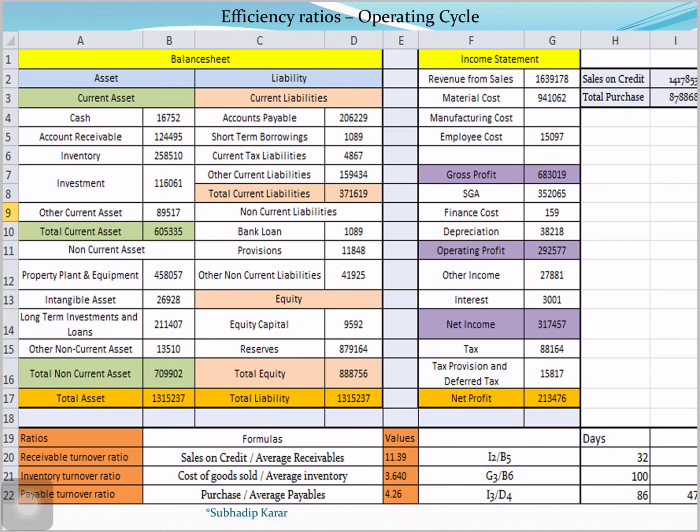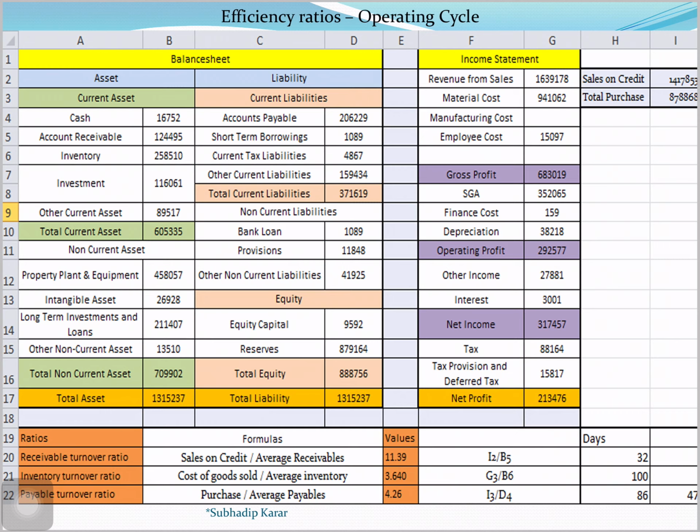We can calculate the net operating cycle of the company by adding these days, or the operating cycle days, from these three ratios. In this example, the receivable turnover days is 32 days, inventory turnover days is 100 days, and payable turnover days is 86 days.